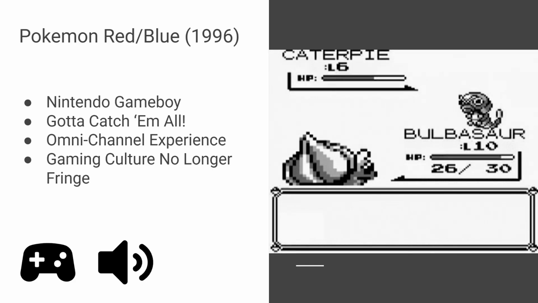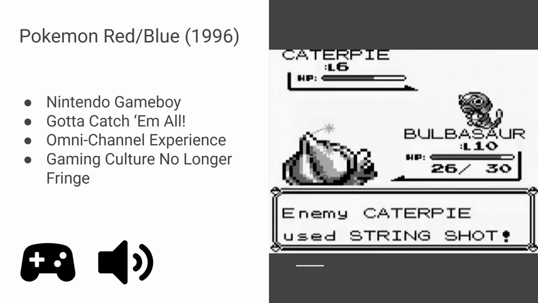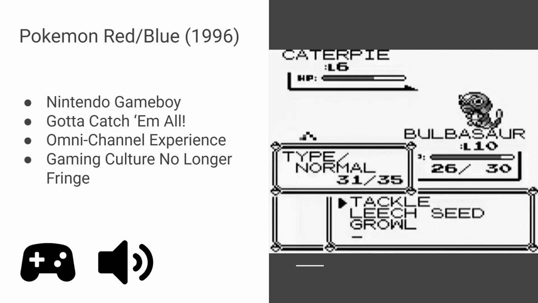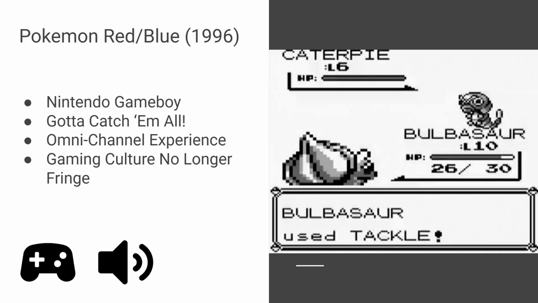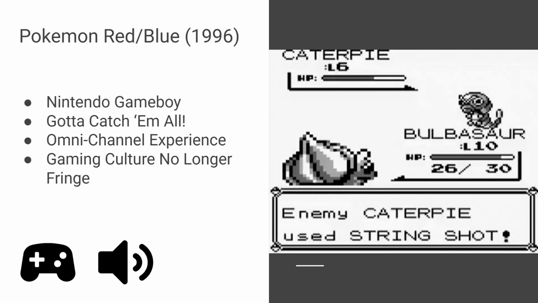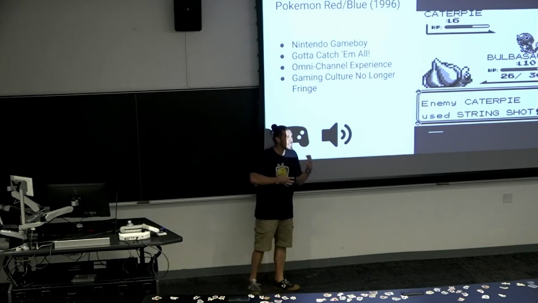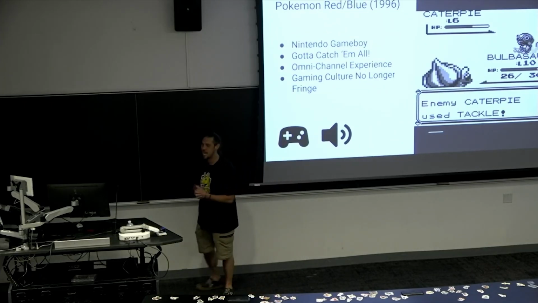Pokemon Red Blue in 1996 on the Game Boy. Gotta catch them all, right? That was the idea. Is hey, you can't stop playing until you have caught all of these little pocket monsters. It was addictive in that way. You did feel like you need to catch them all.